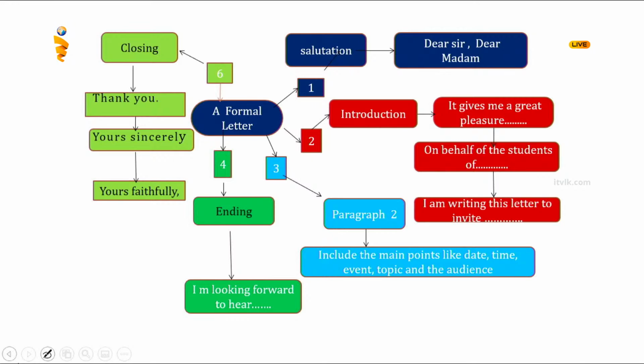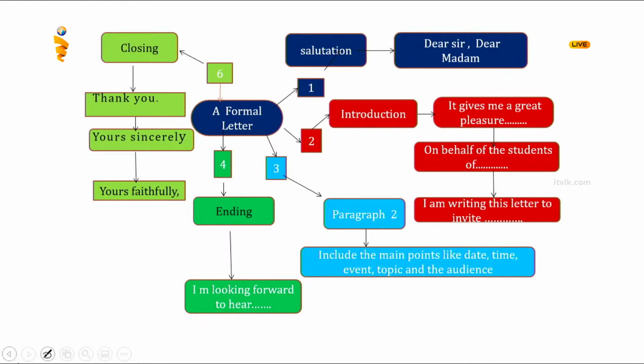It gives me a great pleasure. If it is an invitation or something like that, you can start, it gives me great pleasure. Or else you can write, on behalf of the students of D.S. Senanayake College, I would like to, like that. And also you can write, I'm writing this letter to invite. So remember, when you start the letter, you can start like this.